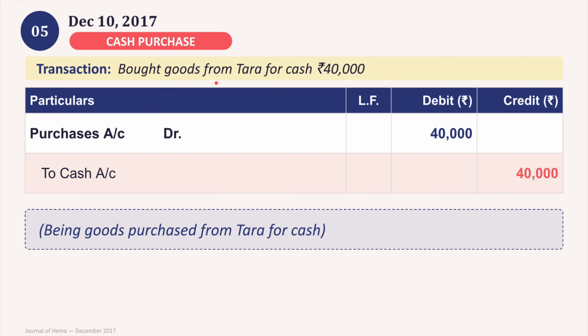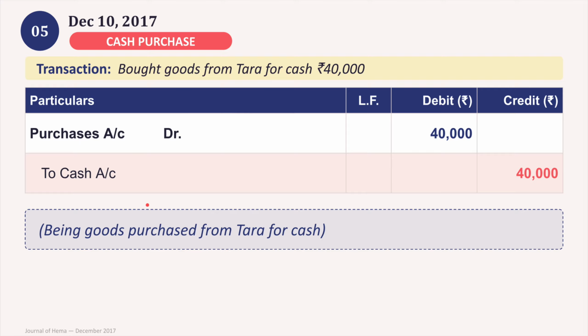Next, bought goods from Tara for cash. So earlier it was cash sales. Now this is cash purchase. Again they have mentioned the name. Don't get confused when the name is mentioned. The moment you see the word cash, it is cash sales only or cash purchase only. So it is purchase account debit to cash account 40,000.